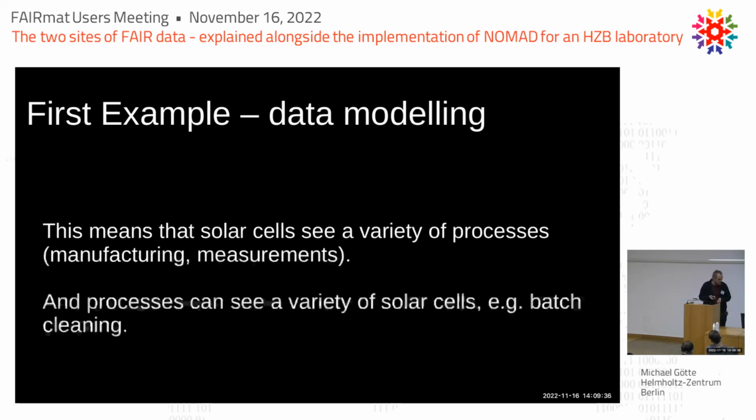And for this means, I think I can turn this maybe a bit easier. So solar cells see a variety of processes, and a lot of these solar cells see exactly the same processes, such as, for example, cleaning or deposition processes or whatever you fancy you're doing. So you don't have only samples seeing a lot of processes, but you also have processes seeing a lot of samples. And this means that in a comprehensive material archive, you not only have entries regarding materials, you also have entries regarding processes.